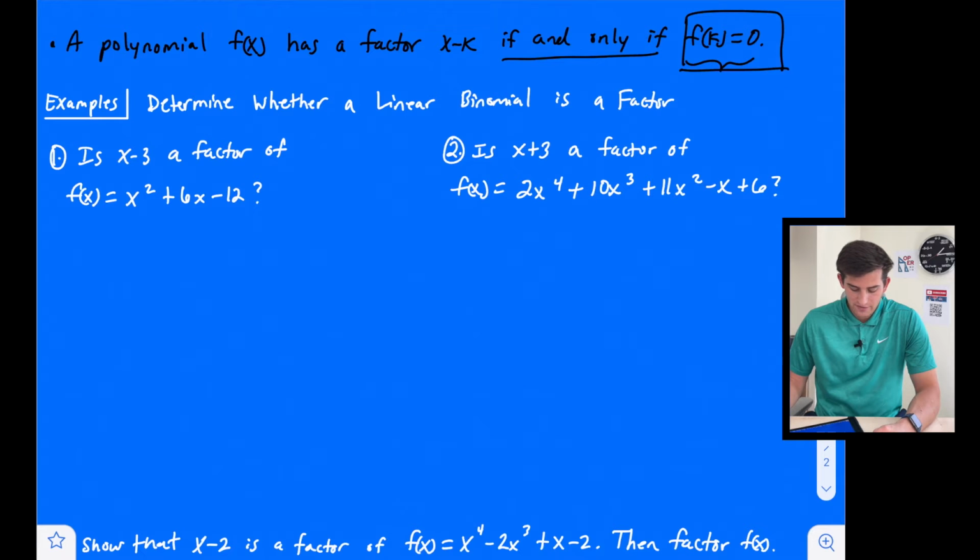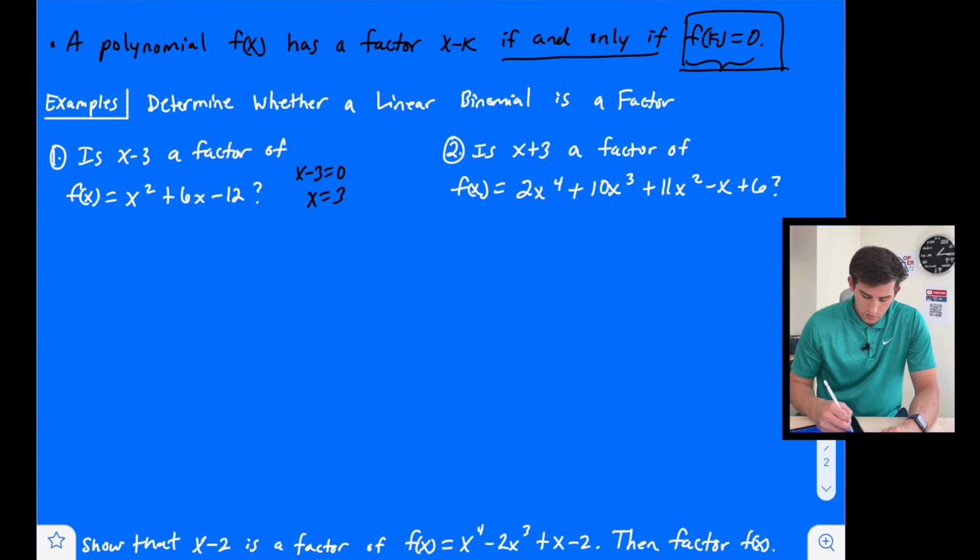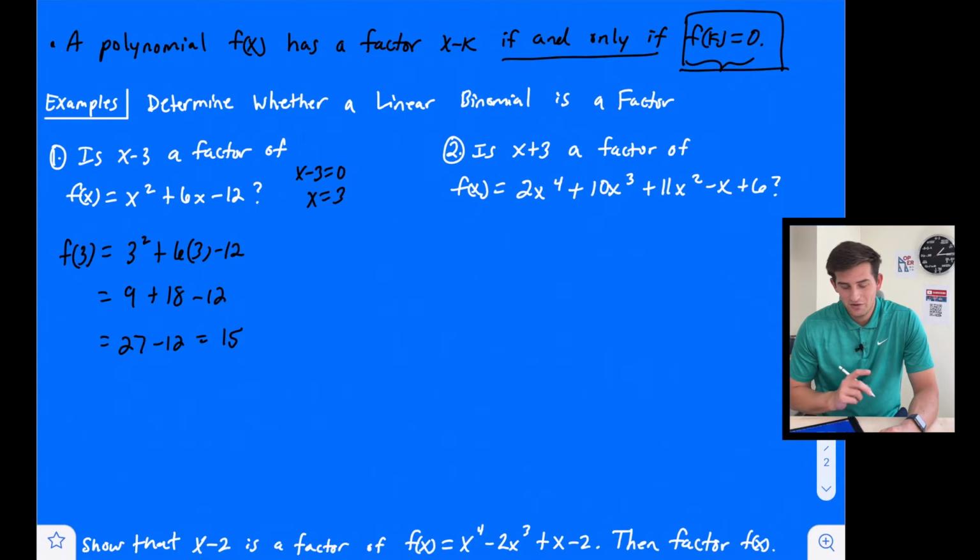It says, is x minus 3 a factor of f of x equals x squared plus 6x minus 12? So remember when it says x minus 3, we're going to actually set that equal to 0. So we get x is equal to 3, so k would be 3. So now one way that we could check this is we could just plug in and find the f of 3. So we get 3 squared plus 6 times 3 minus 12. So 9 plus 18 minus 12. So we get 27 minus 12, and we get 15. Okay, now, is that 0? No, right? So we're going to say no, because we didn't get 0 right there.